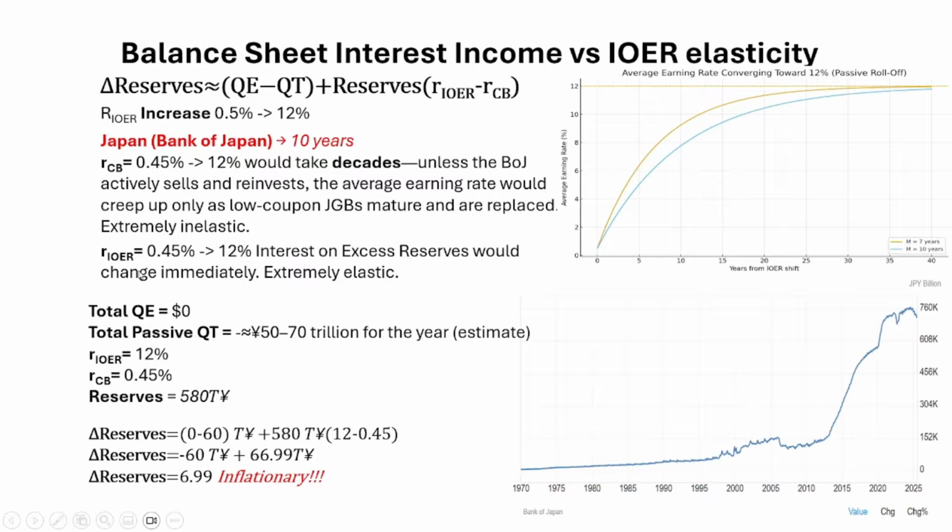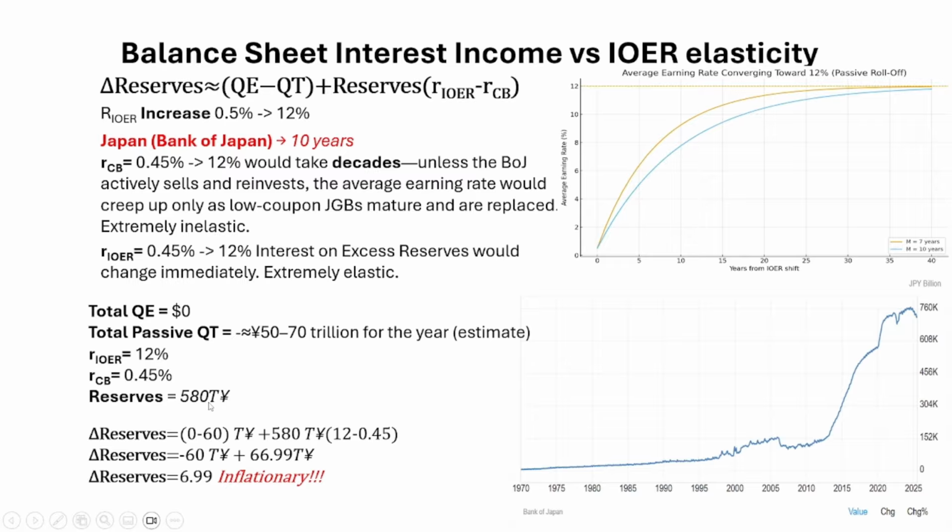And the problem is, it's very inelastic. It takes a very, very long time to adjust. Whereas if you change the interest on excess reserves, the price or costs change immediately. And the difference here is how much money needs to be printed to fund this, yeah? And so QE is 0 and quantitative tightening is still 60. But the problem is now we have interest on excess reserves at 12, and the central bank average interest rate on the balance sheet is 0.45.